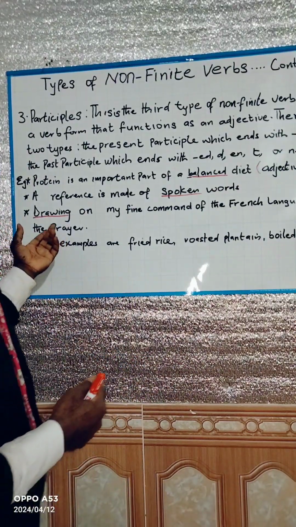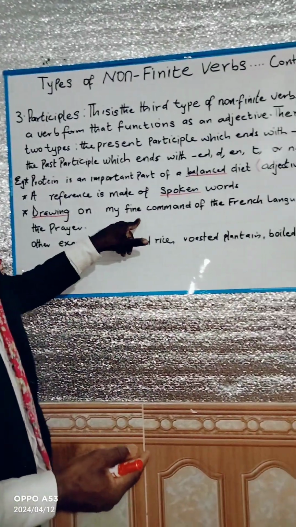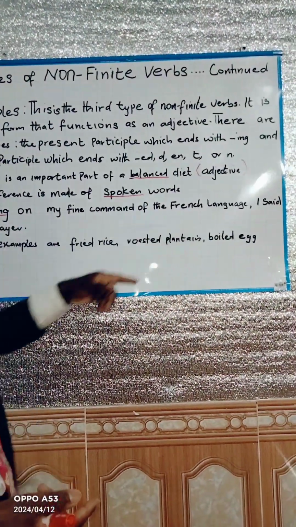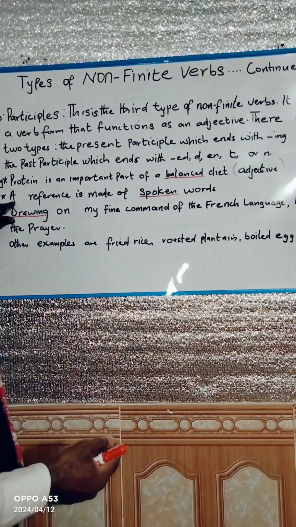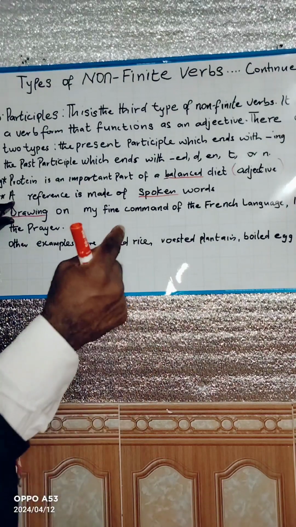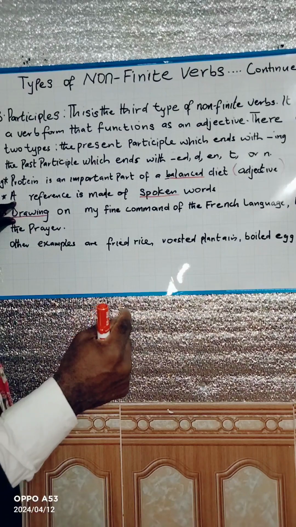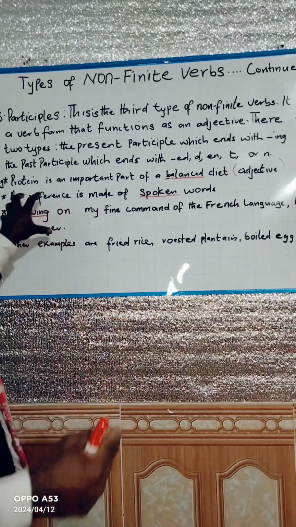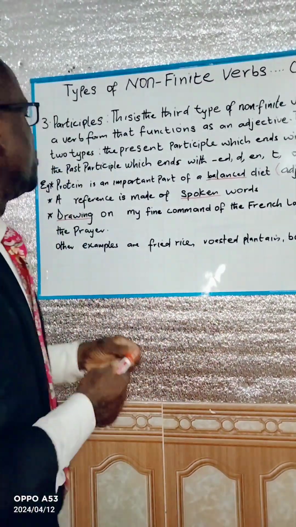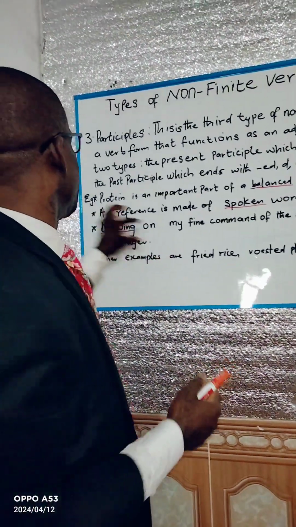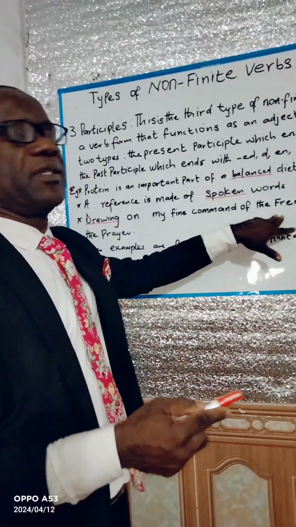Then this one is a lot more complex, but let's look at it together. Drawing on my fine command of the French language, I said the prayer. Again, drawing is a present participle. But we know that it is not doing the work of a verb here. Instead, it is doing the work of an adjective, showing the type of command of language it has, which is French.